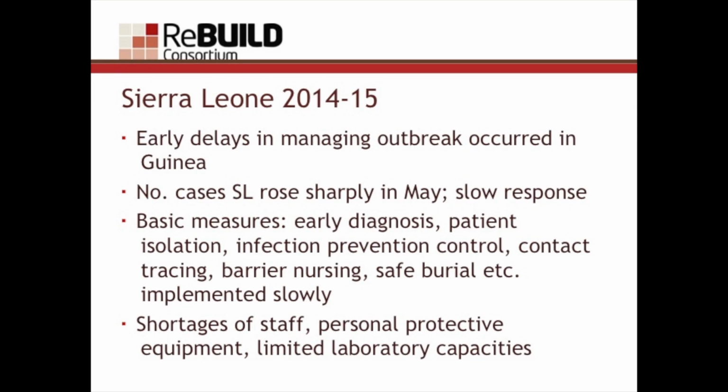So turning to Sierra Leone, the early delays in managing the outbreak obviously occurred in Guinea, and our focus is on Sierra Leone. So we're not so focused on why the outbreak wasn't initially controlled. But the number of cases in Sierra Leone rose sharply in May, and there was a very slow response to recognising that this was something that was important and needed a coordinated and major effort.